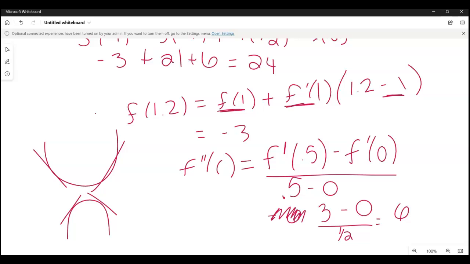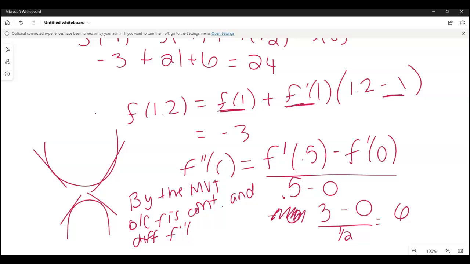0.5, which is 6. So then I would say that by the mean value theorem, because f is continuous and differentiable, f double prime of C equals 6 on the interval 0 to 0.5.